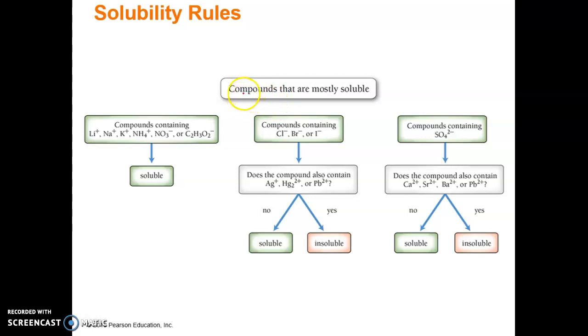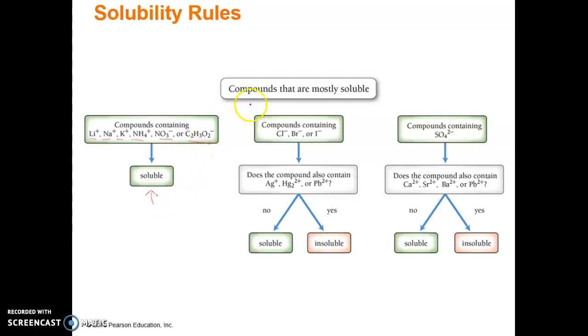Compounds that are mostly soluble. Well, let's start over here. We have all of our compounds. If you have something with a lithium ion, a sodium ion, potassium, ammonium, nitrate, or acetate, they are always going to be soluble.